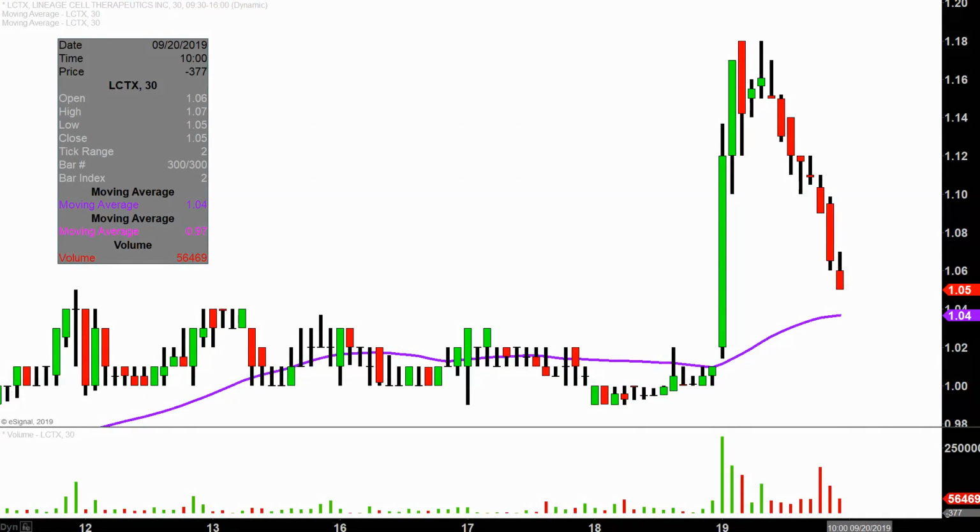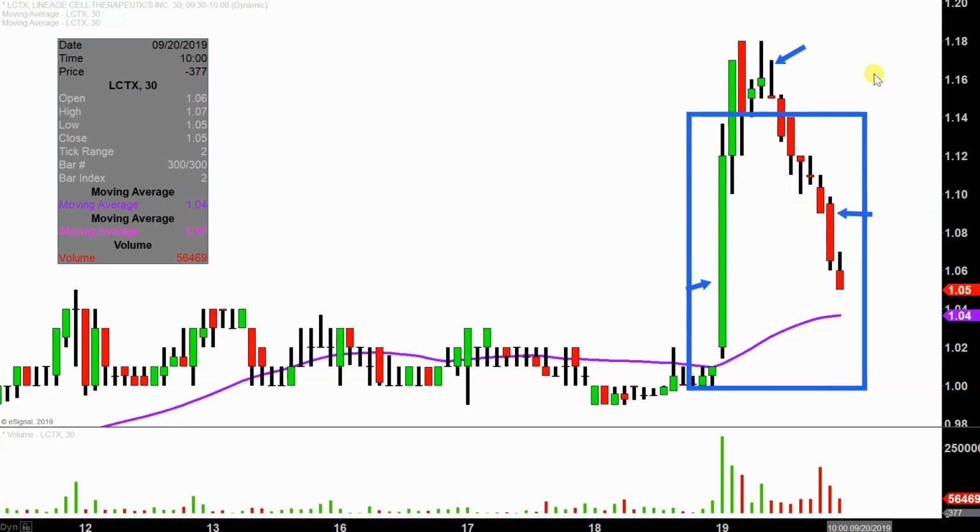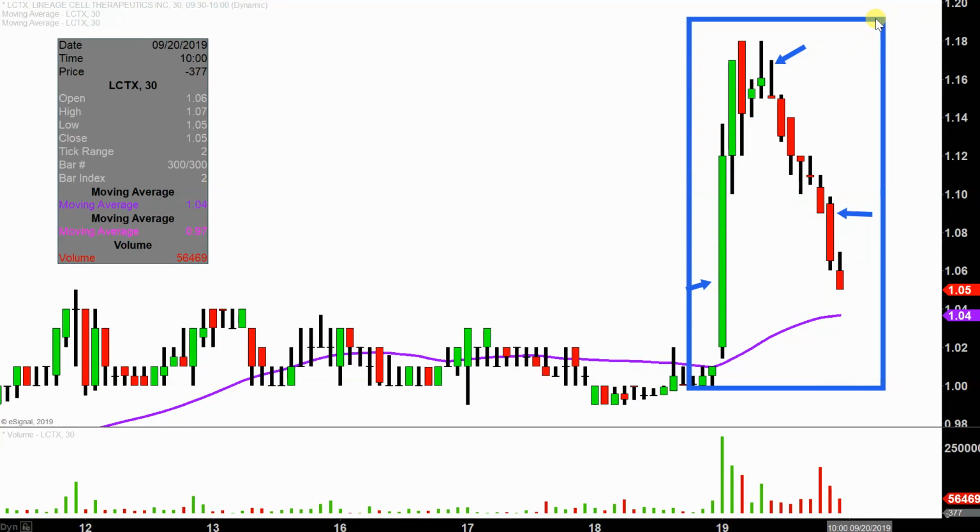Real quick, what do I mean by 30-minute, in case maybe you're new to charts? Instead of each one of these candlesticks here representing one day's worth of price action, which is what you would normally see, each one represents 30 minutes. So all this here may look like several days' worth of time. It's actually today's price action broken down into 30-minute time slices.